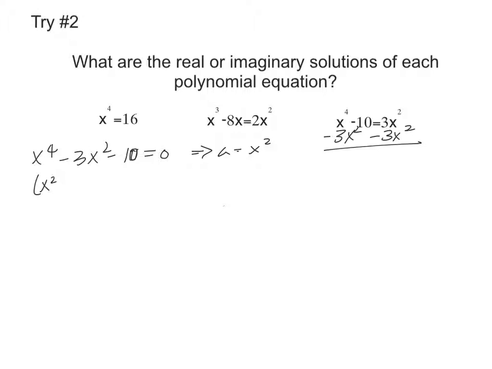So this becomes x squared squared. By the way, you can skip this step if you kind of already got the hang of it, but I'm just going to keep writing it just in case. So that really becomes a squared minus 3a minus 10 equal to 0.